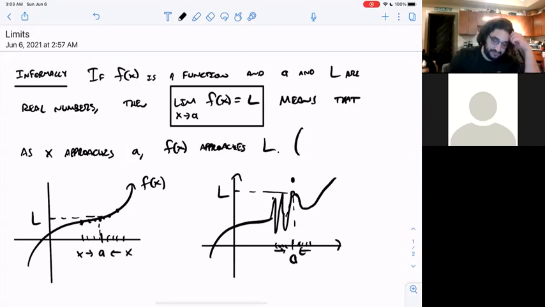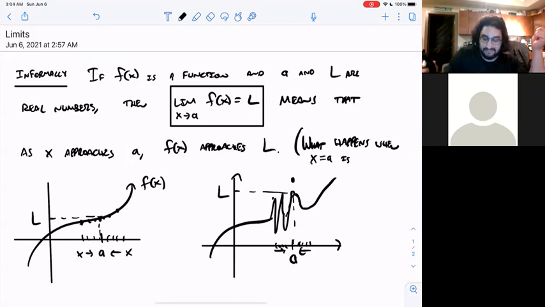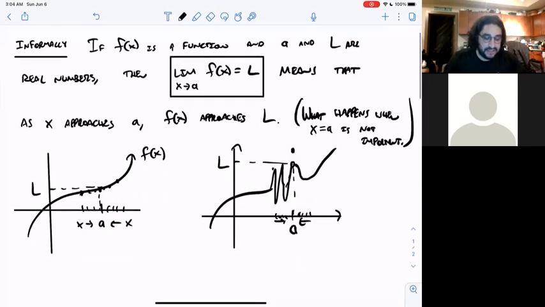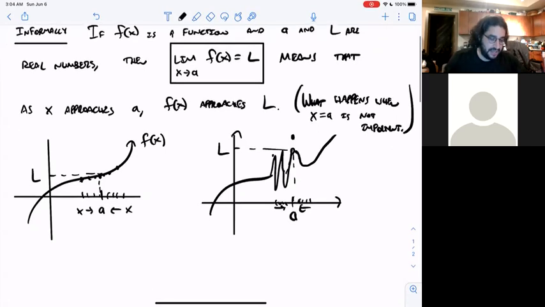So notice it's just as x approaches A. What happens when x equals A is immaterial, not important here. For this idea of limit, it's just as x approaches A, does f of x approach L. That's all we're concerned with. So this is the informal definition of limits.